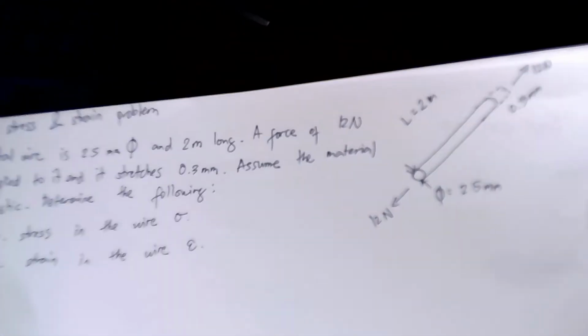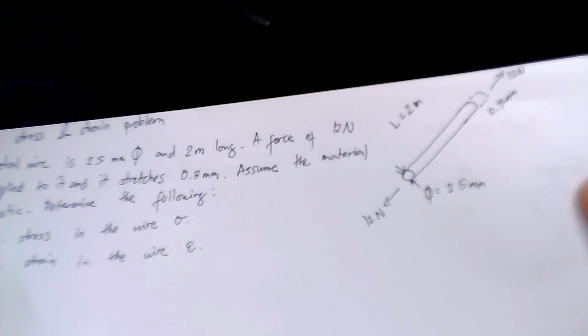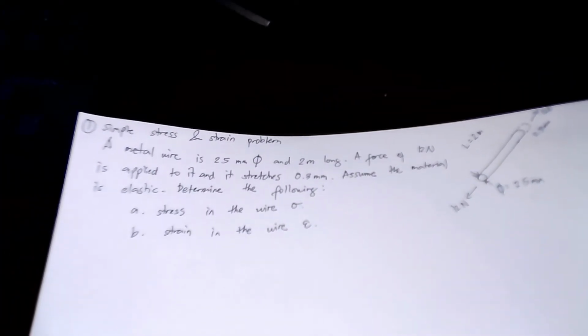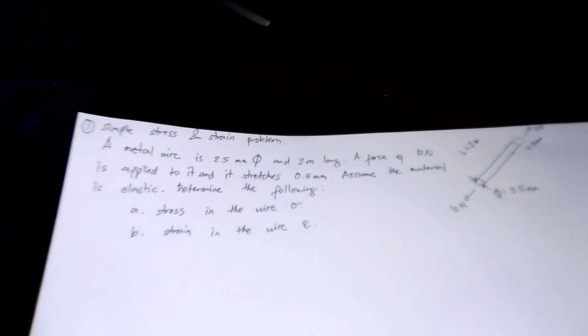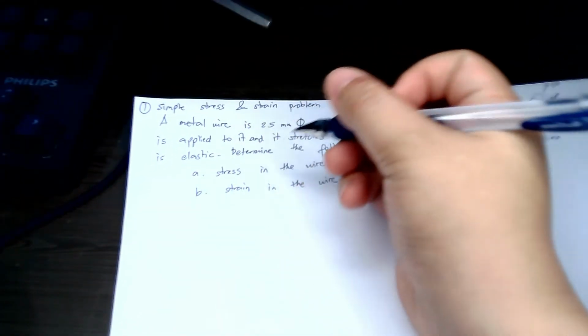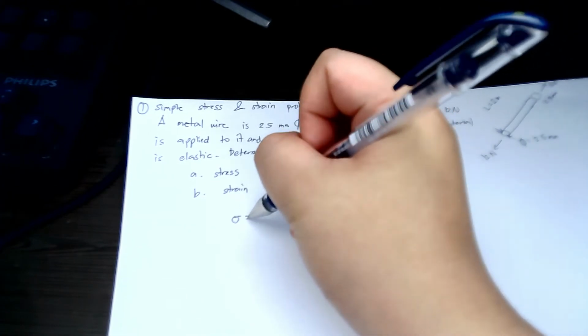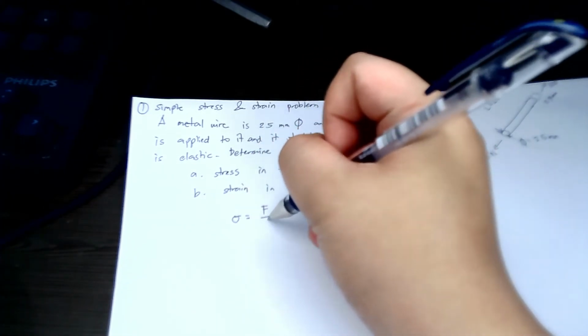Okay, class. So, the first, we will find the stress in the wire. So, before anything else, what is the formula of stress? Right, your stress is equal to your F over A.